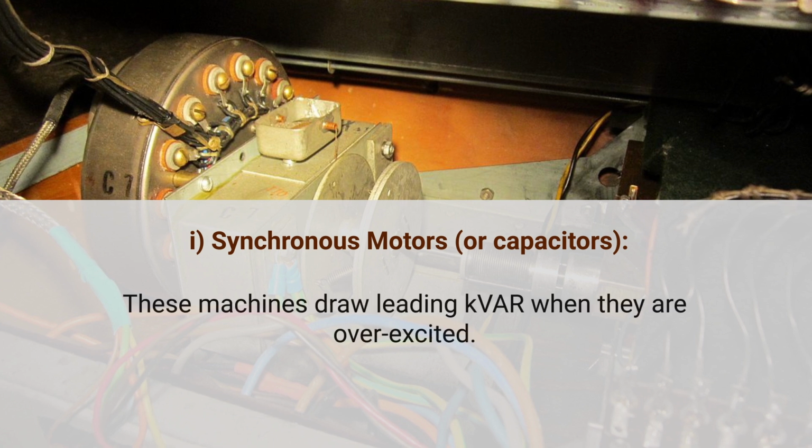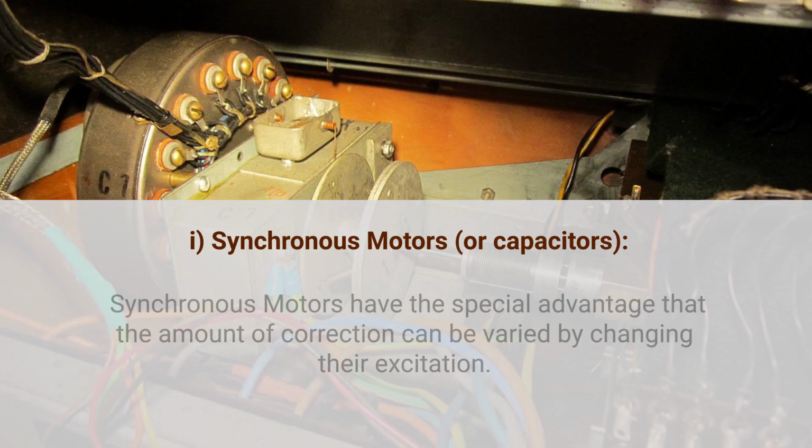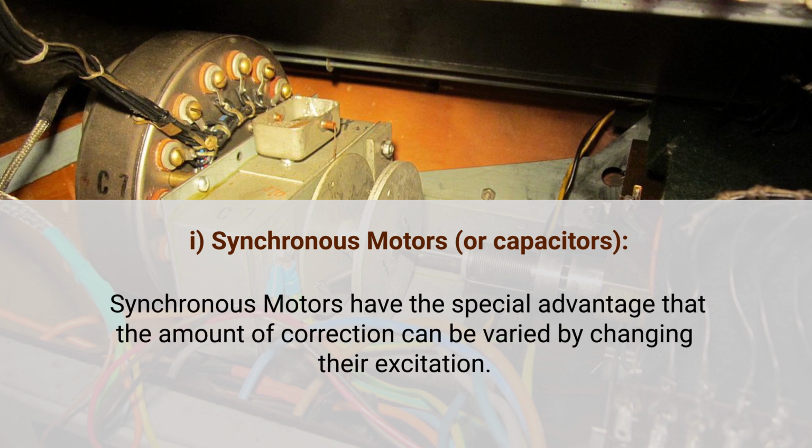This machine basically draws the leading kVAR when it is overexcited, especially when the switchgear is running idle. They are employed for correcting the power factor in bulk and have the special advantage that the amount of correction can be varied by changing their excitation. This synchronous motor will be discussed in detail after a few weeks, how the synchronous motor works in the leading condition, and how it works in the lagging condition.